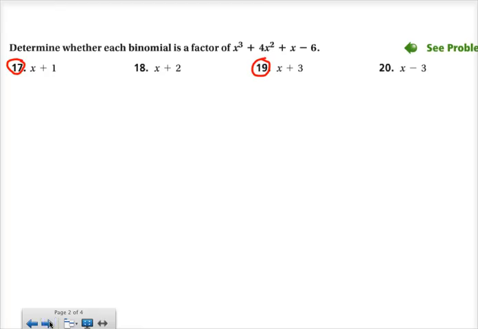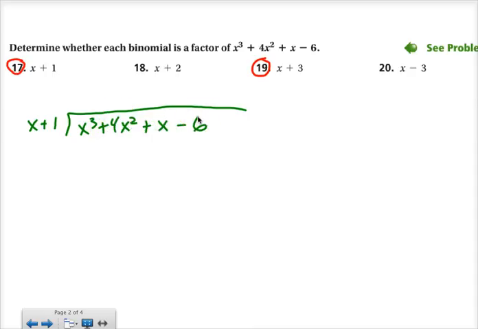Then, on the next page, it says, determine whether each binomial is a factor of x cubed plus 4x squared plus x minus 6. If it is a factor, we will not get a remainder. So what we want to do is our polynomial long division, and we want to see, do we get a remainder? If we do, it's not a factor. If we don't, then it is a factor.